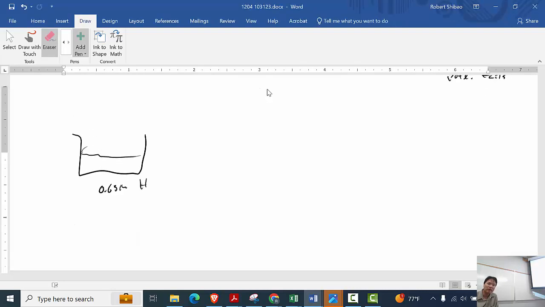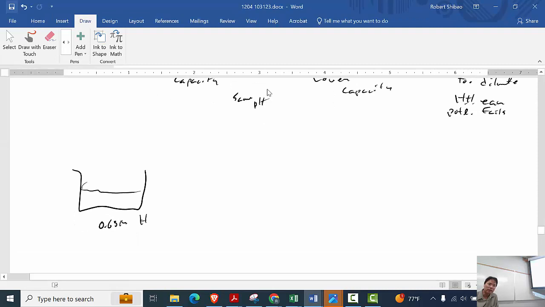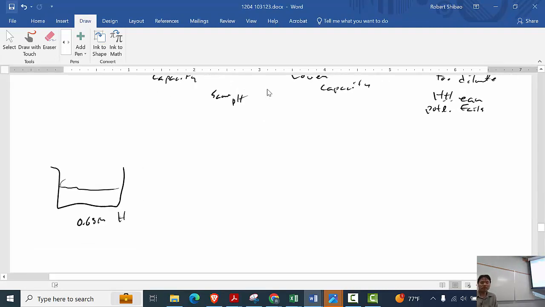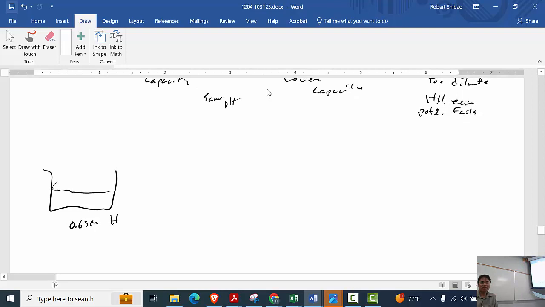I got a pen failure, but I'm out of time anyway. I didn't finish chapter 17. I need to talk about two more things. One is this buffer capacity stuff and buffering action. And two, indicators, which are buffers, buffer systems.